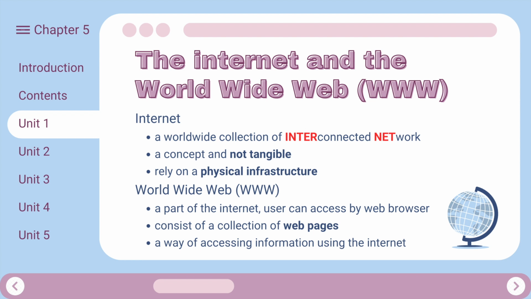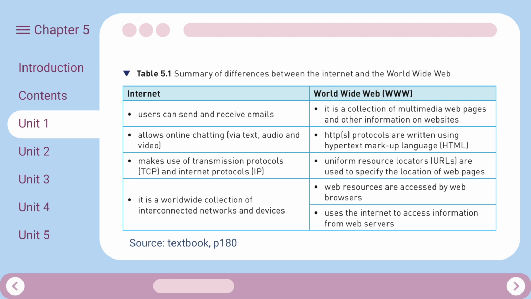The World Wide Web is only a part of the Internet. Users can access it using web browsers. In comparison with the Internet, the World Wide Web consists of a massive collection of web pages. Therefore, the World Wide Web is a way of accessing information using the Internet. This is a table comparing the Internet and the World Wide Web. You can pause this video to take a look into it.